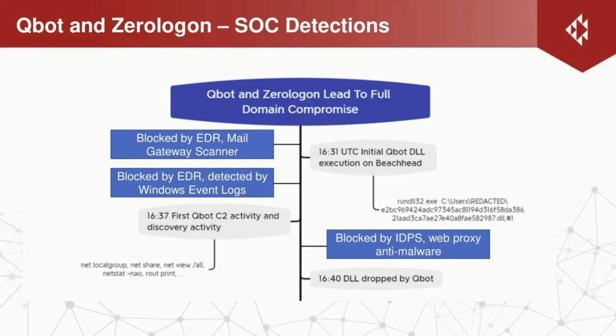The C2 activity would be blocked by those Fiodo tracker rules I mentioned before, IDPS and web proxy anti-malware. So there's a list there of commands: net local group, net share, net view. These are commands that exist on all Windows systems after NT4, I believe, that will show you what there is within the network.